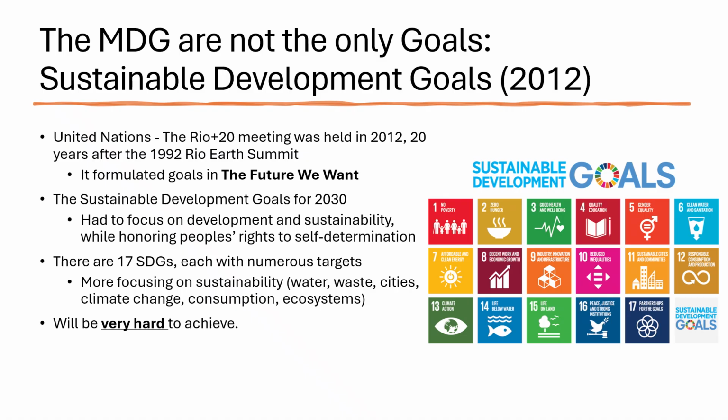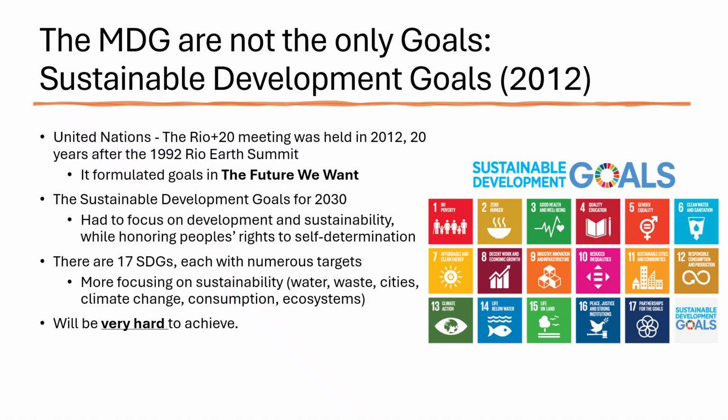People should be able to keep their rights of self-determination as well. So 17 goals have been proposed. Each one of those goals has multiple targets. There are a lot of indicators to monitor progress in each one of those goals, and they focus on sustainability.